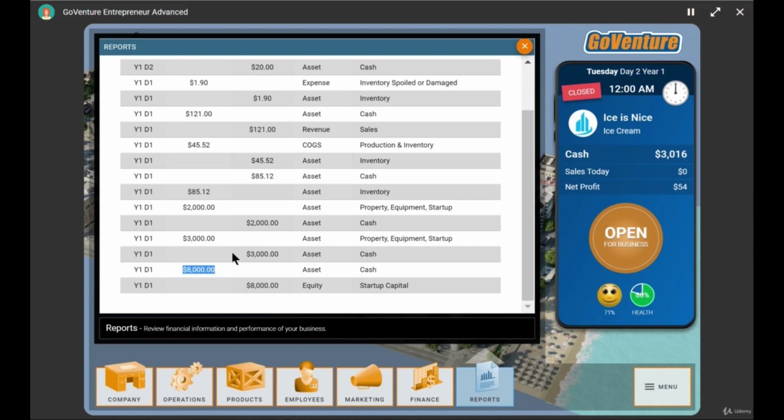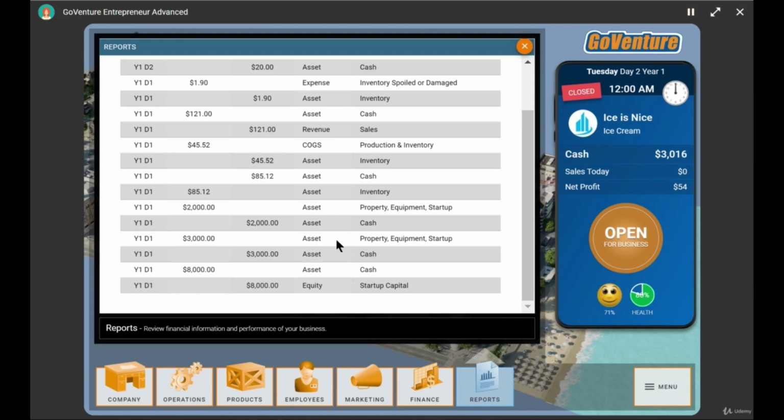And then after that, we actually purchased a kiosk, which is under property, equipment, and startup, and that cost us $3,000. And then after that, we did some startup activities like permits and licenses and registrations, and that cost us $2,000. So as you can see, as we go, every transaction is logged in this journal. Now you see the numbers are duplicated here, and that's based on double entry accounting. That's another concept of accounting we'll talk about later. But right now I just wanted to show you that everything is tracked through this report called a General Journal.